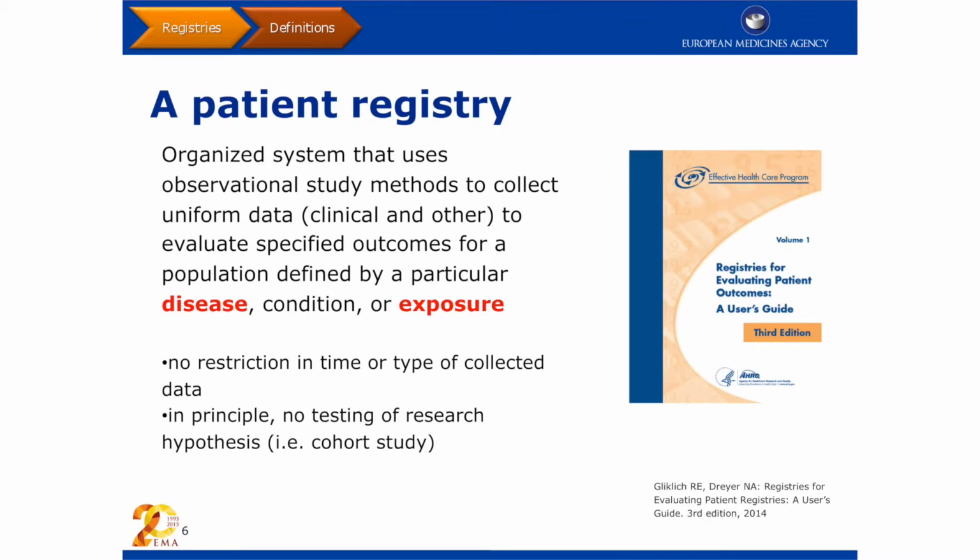If we keep going on the definition of the registry, according to probably the most comprehensive guide, set up by an American agency, a patient registry is an organized system that uses observational study methods to collect uniform data to evaluate specified outcomes for a population defined by a disease, a condition, or a specific exposure. What semantically distinguishes a registry from a cohort study is that, in principle, a registry aims to collect information without hypothesis testing. Then, using the information collected in the registry, you can also set up a cohort study with a specific hypothesis, with sample size calculation and a specific outcome.